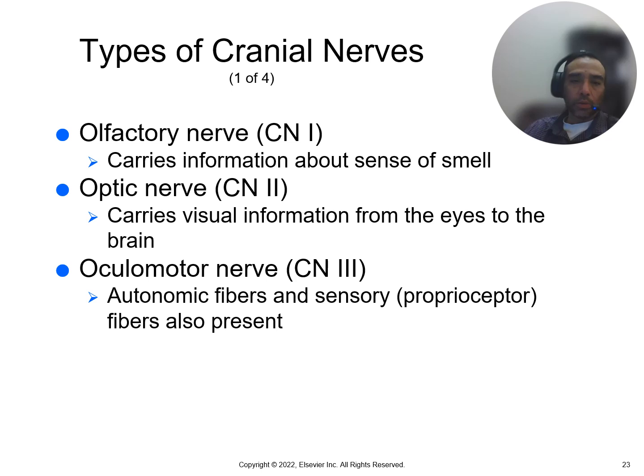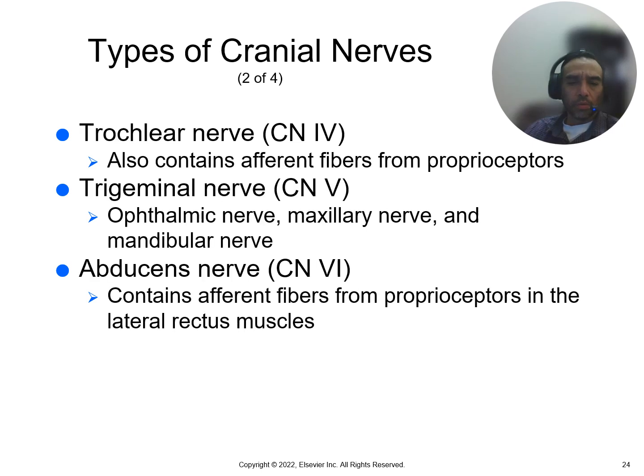All right. So we're going to jump a little more into what these cranial nerves are. The next few slides are talking about just the cranial nerves themselves. What I did before is just kind of list them, give you a nice rundown. I think I covered most of this. Olfactory nerve carries information about sense, the optic nerve carries visual information from the eyes to the brain. Oculomotor. That's it. Okay, I'm going to go ahead and jump to these slides.